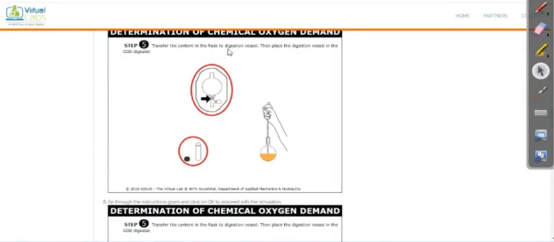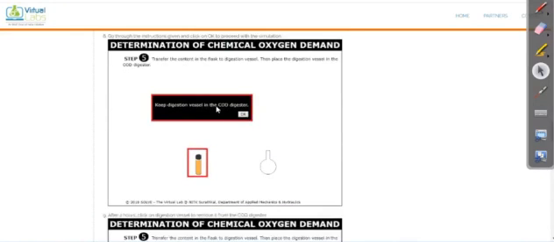Transfer the content in the flask to the digestion vessel. So what we do? We take all of this from here and pour it here, in this digester vessel. Okay, and then after that what we do, transfer the content in the flask to the digestion vessel.